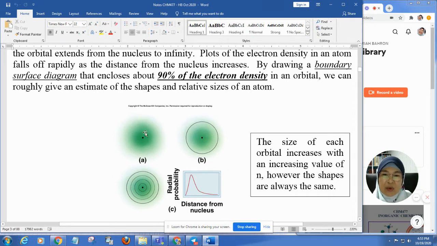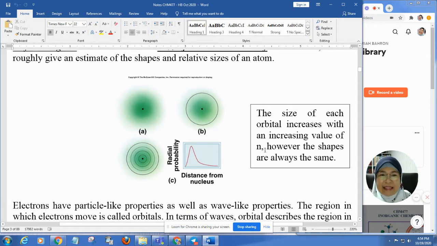So s orbitals have a particular shape that belongs to them. S orbitals are all spherical in nature. P orbitals are dumbbell shaped. D orbitals are shaped generally like butterflies, and those shapes are determined by the map of electrons moving in that orbital. And the size of each orbital increases with increasing value of n, where n is the electron shell. However, the shapes will always remain the same.